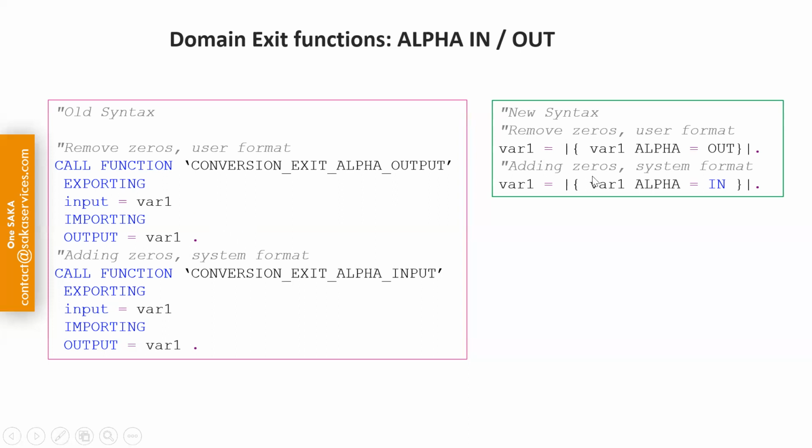In the new syntax, it's a single line with ALPHA IN and ALPHA OUT. ALPHA OUT is the user-defined format, and ALPHA IN is the internal format, the system format. In a single line, it works. How does it work? It internally calls the conversion exit functions at the domain level, but from a developer's point of view, it is very easy and simple now. So remember to use ALPHA IN and ALPHA OUT the next time you code where you need domain-level exit functions to convert your data format from user format to system format or vice versa.